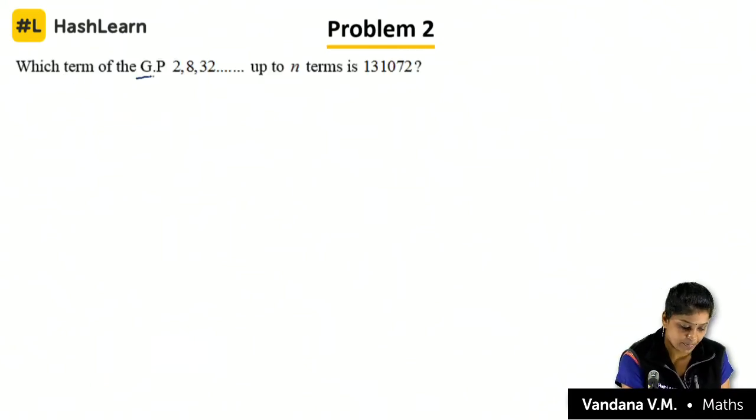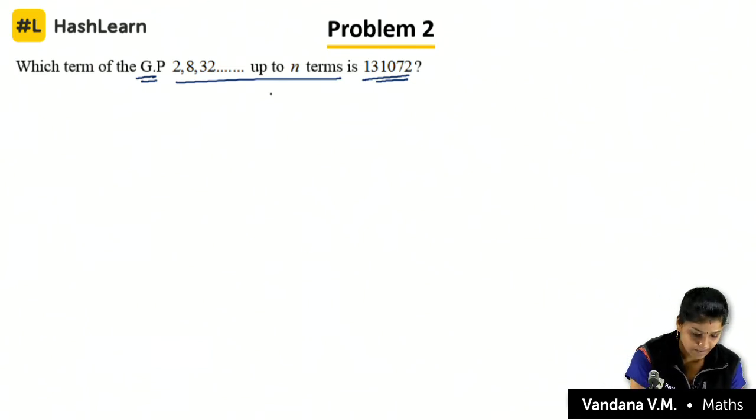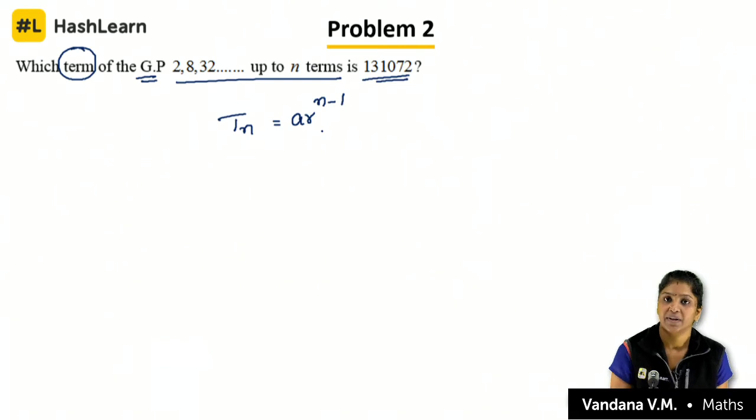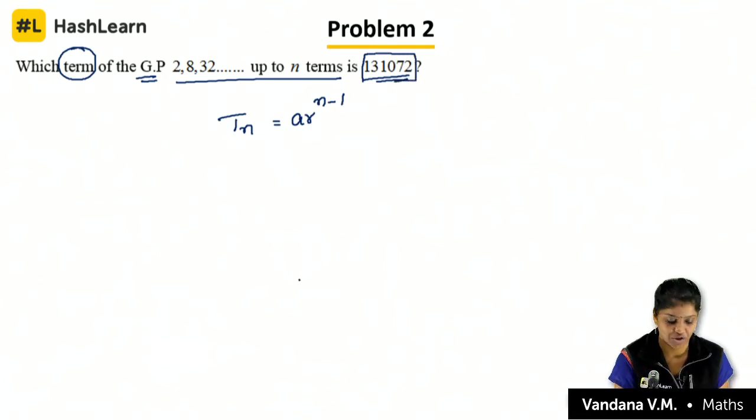Which term of the GP up to n terms is this much? Okay, so up to n terms, which term? So please understand, which term is equal to this? Usually the nth term I write in GP as a r power n minus 1. Which nth term? 10th term or 12th term or the 3rd term? Which term is equal to this? Understood, right, the question? Yes.